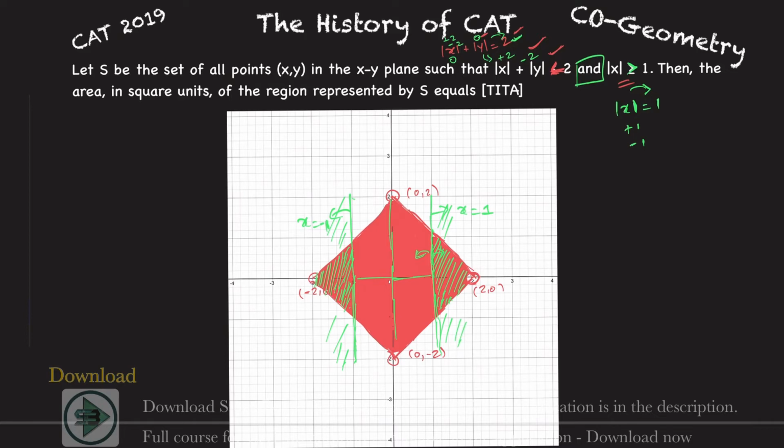And I need to find out the area in square unit of the region represented by S. This is the region that is being represented by S. What is this? This looks like a triangle, right? This is my triangle here. And what is the area of a triangle? Well, I know that that's half into base into height. What is the height here? This is 1, right? So height is equal to 1.